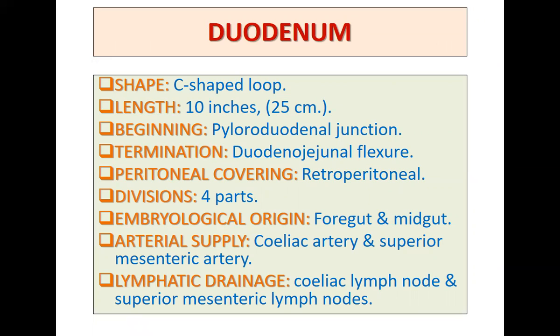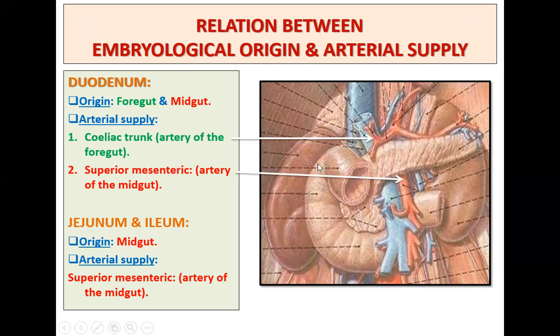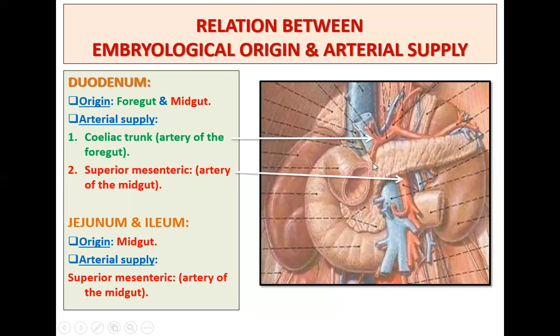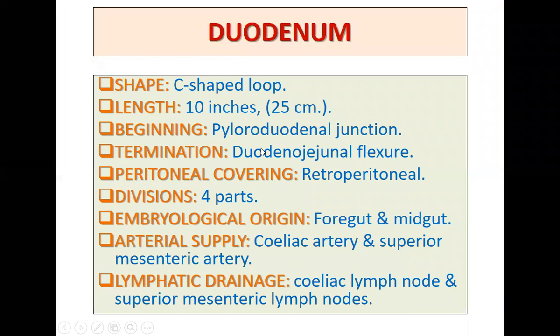Now coming to some of the important features of the duodenum. So the duodenum is a C-shaped loop, as you can see in this picture. It is C-shaped, like the English capital C. The total length of this duodenum is just 10 inches long, or 25 centimeters. It begins from the pylorus of the stomach, and the junction is called the pyloroduodenal junction.